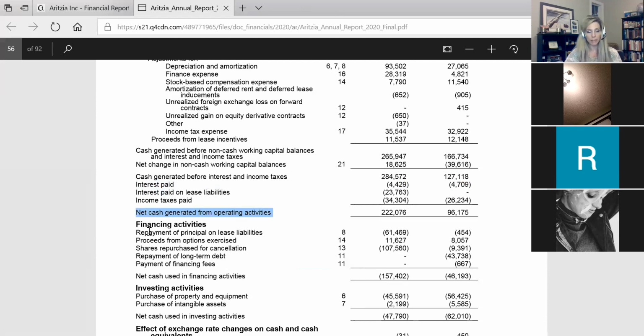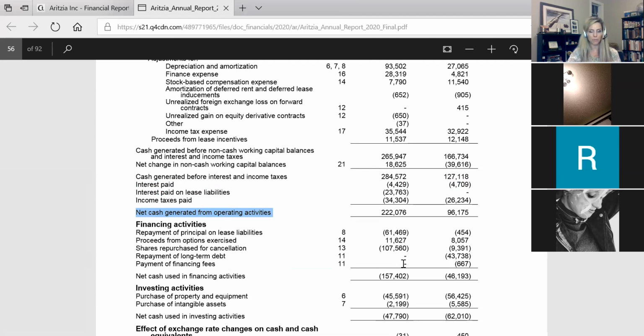Financing activities, you will find all of these activities, these line items in the long-term liabilities section of the balance sheet. That's where you're going to go for this. So I know in my mind, the long-term liabilities is reflected here in terms of how cash was used or provided. Okay, so what do we see? They repaid a lease. Okay, that makes sense. Money went out the door. Proceeds from options exercised, those are shares. So I got money in, proceeds means cash in. Shares repurchased for cancellation. Oh, I spent some money, 107,560 in millions.